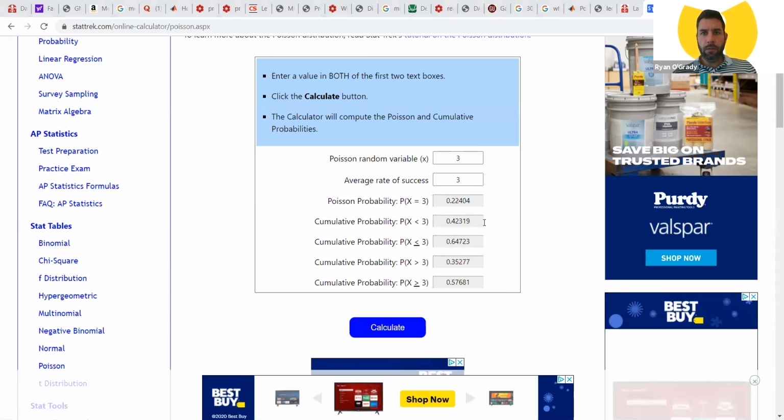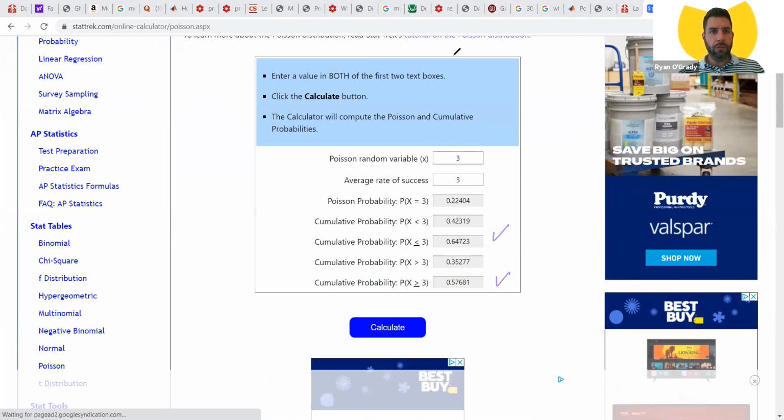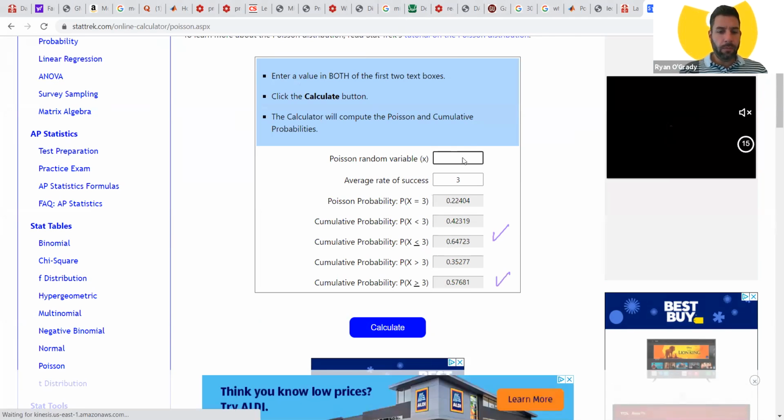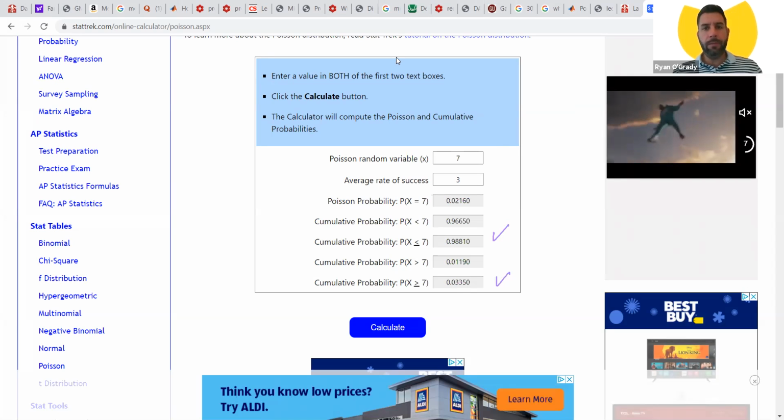So you'll notice that these two numbers matched what we got when we did it by hand. Now, if I switch this, instead of doing 3, I wanted to do greater than or equal to 7. If I rerun it, you'll notice that down here I get 0.33 or 0.335. So that's how I got my number.